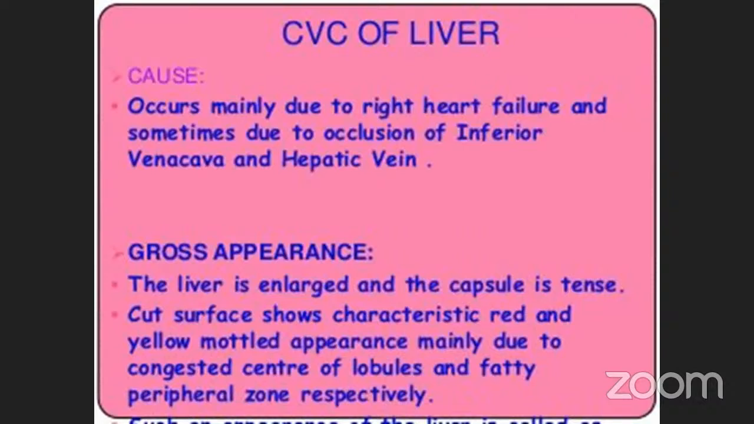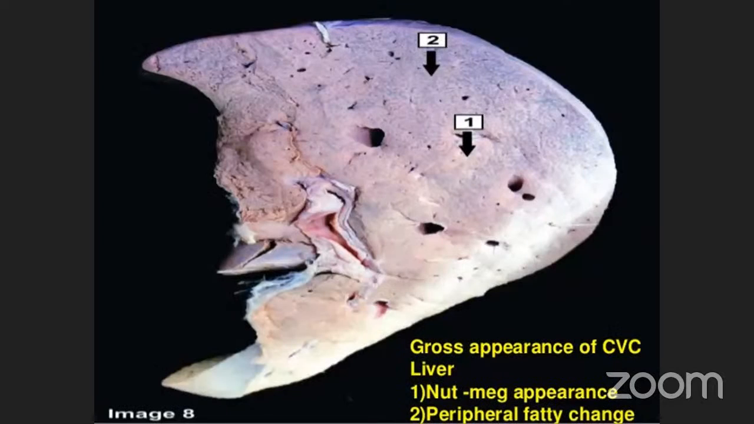And that's why it is always called a nutmeg liver. We will have a question: what is a nutmeg liver? It is seen in chronic venous congestion. So this is the gross specimen of a liver. If you see carefully, you can see small dotted pale yellowish areas.